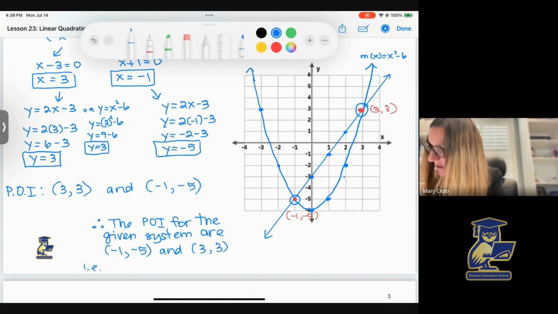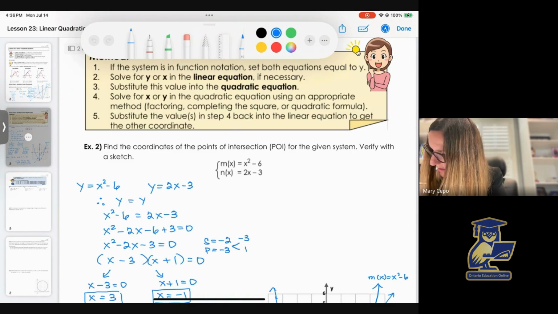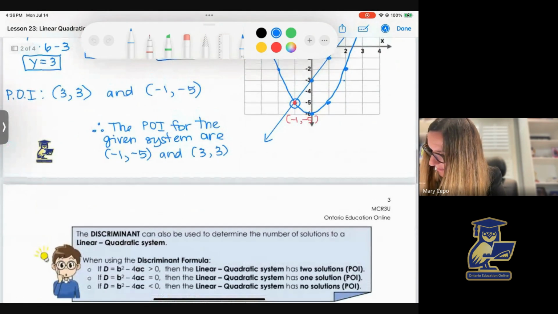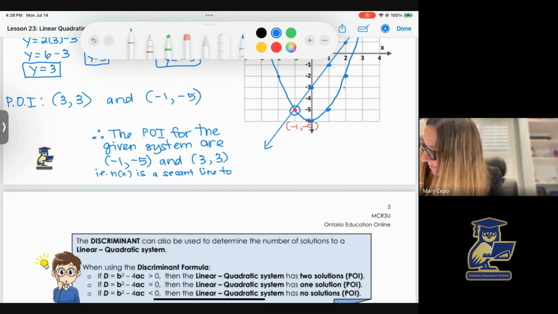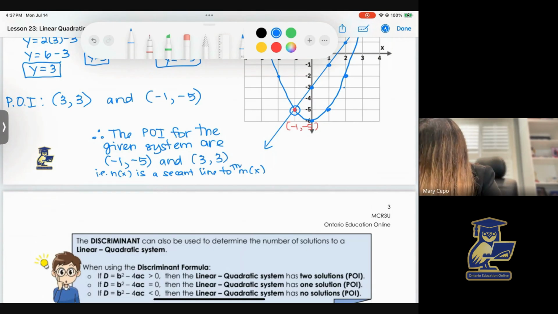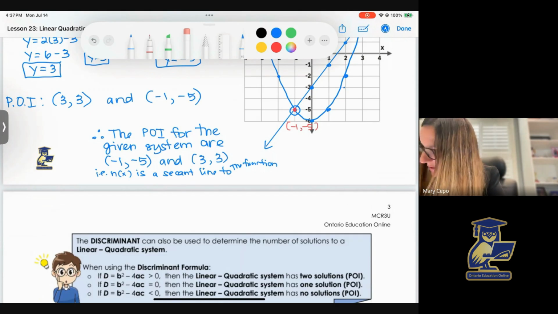That is, we know that n of x is a secant line to the function m of x.